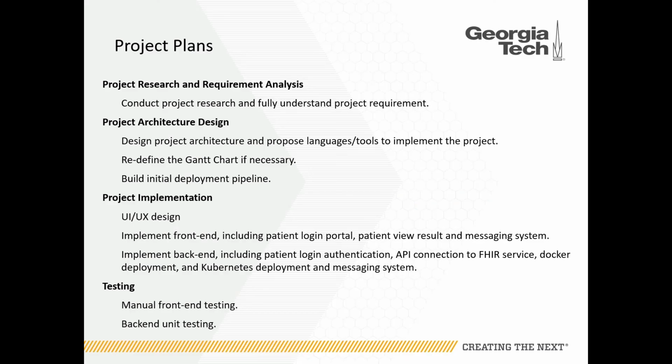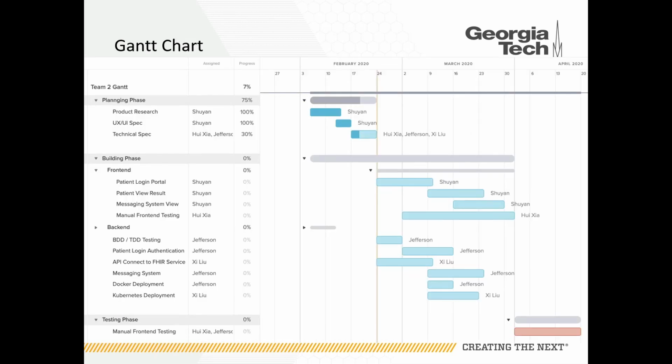This is our project plan. We have 4 phases: project research and requirement analysis, project architecture design, project implementation, and testing. We have now completed the product research, as well as the UX UI specs. We have started working on the technical spec and have identified the languages and tools that we are going to use.